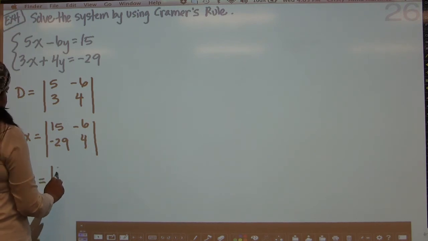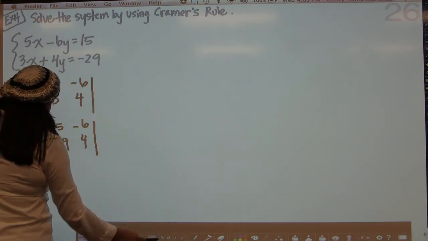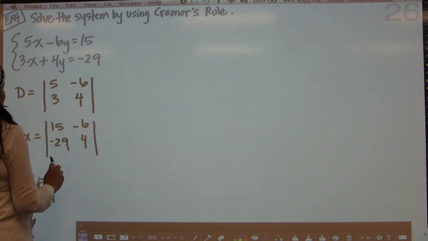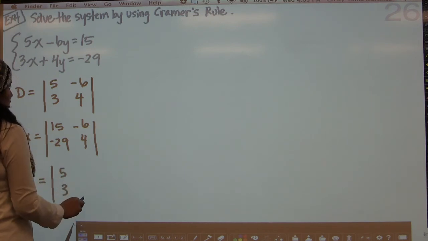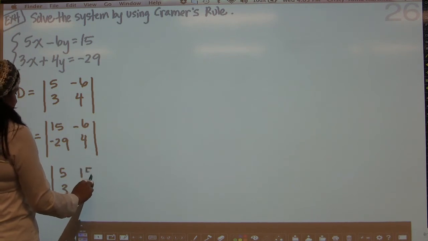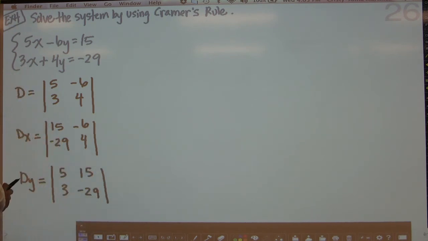My Dy is going to be the reverse of that. I will leave the x column, which was 5 and 3, and replace the y column with the constants, which are 15, -29. Okay, so that's the first thing you have to do, is find all of your different determinants, okay?